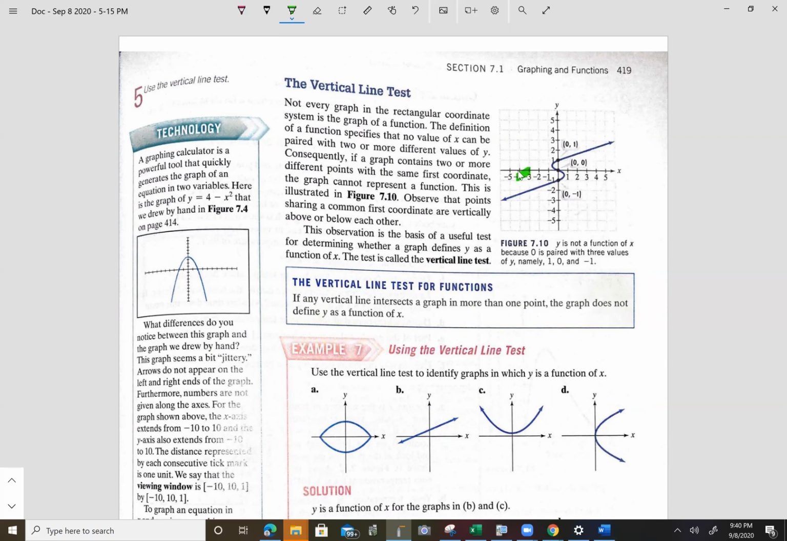So if I input -4, right? The line is only here. There's only one output.